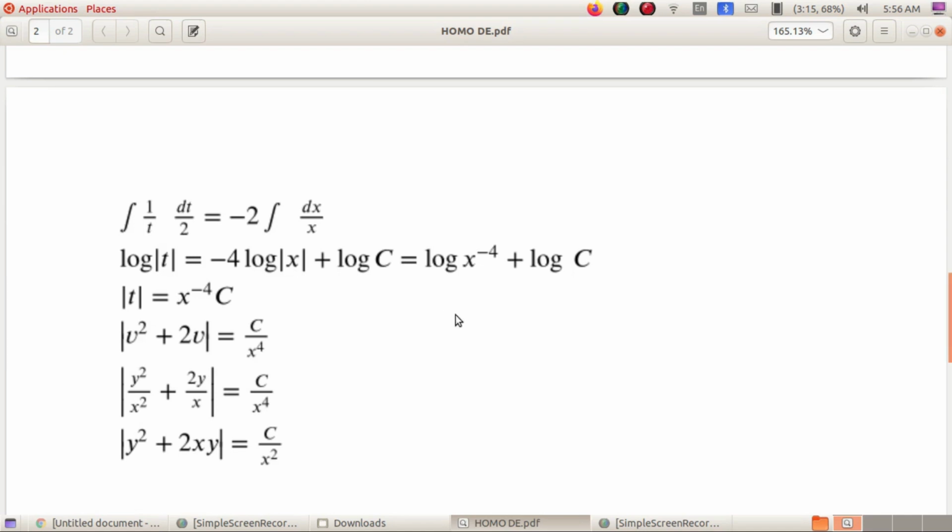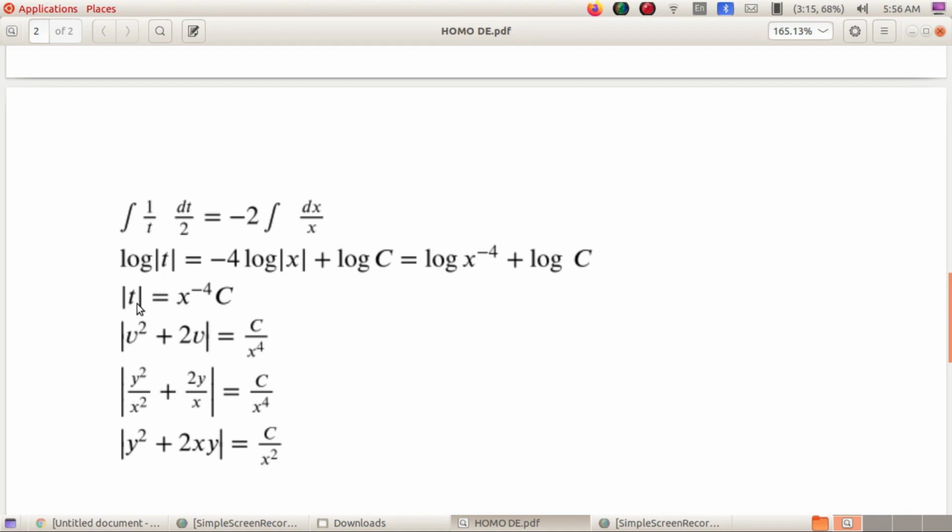n log a is log a raised to n. So now here log a plus log b is log ab. So log x raised to minus 4 into c. Now taking exponential on both sides, we get modulus of t equal to x raised to minus 4 into c.